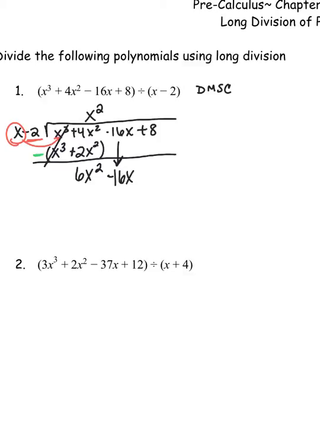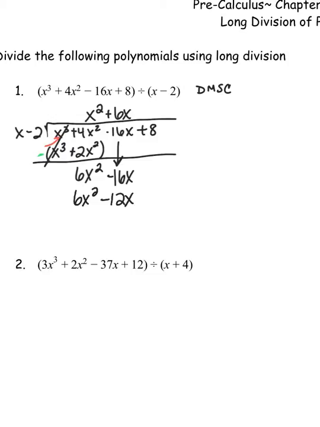So now we want to see how many times, I'm going to erase that and rewrite it. So that was x minus 2, right? How many times does x go into 6x squared? Well, it goes in 6x times, because 6x times x is 6x squared. So we divided, now we multiply. x times 6x is 6x squared. Negative 2 times 6x is negative 12x.